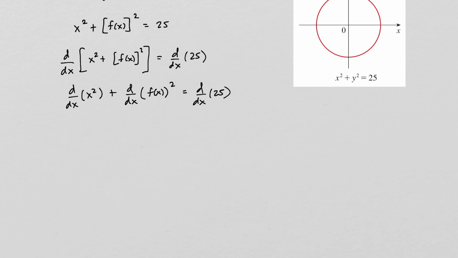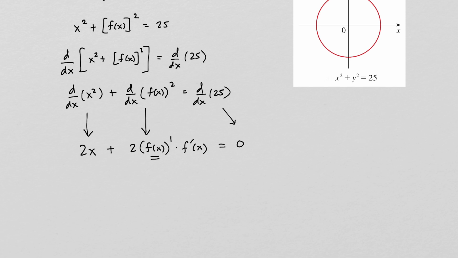Now we know the derivative of x squared is 2x. Now what is the derivative of f of x squared? Well, if we use the chain rule, we know it's going to be 2 times f of x to the first power multiplied by the derivative of the inside function, which is f prime of x. And this will be equal to the derivative of 25, which is 0.